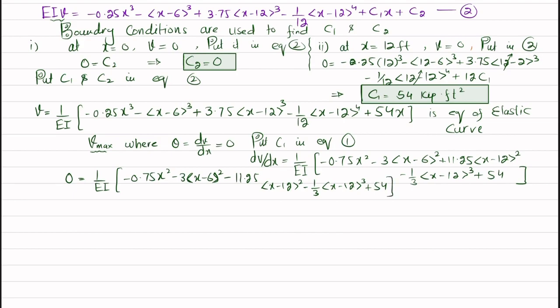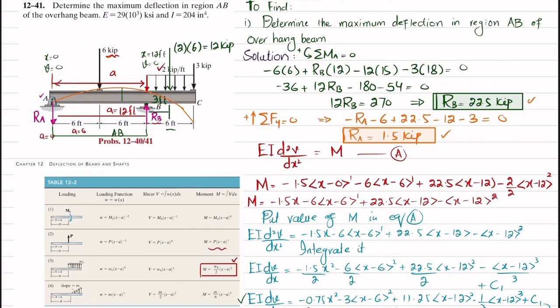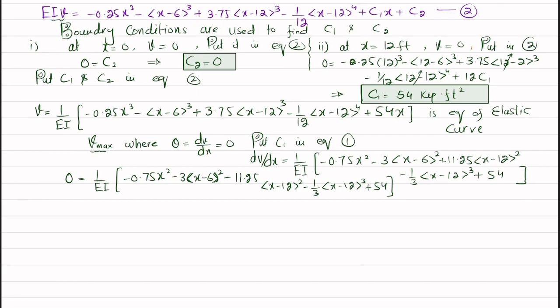And you can see that this is the region, so this is 6 feet distance. Focus on it, this is 6 feet distance. So this is the x where deflection is maximum. So here you can see that x greater than 6 and less than 12 is the region where maximum deflection occurs.